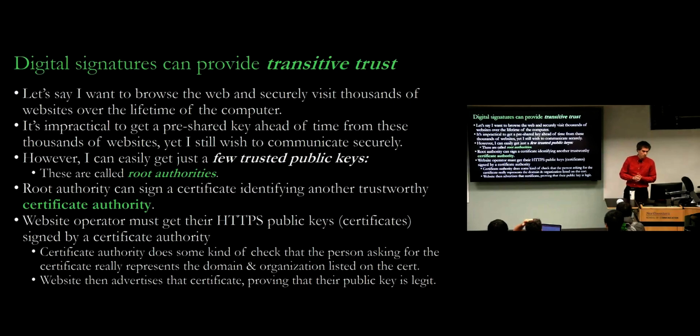Okay. All right. So the way we solve this problem of finding the true public keys of all the different web servers, and I'm using web as an example, but this applies to any kind of network communication, is through the use of root authorities. Okay. So what we do is every computer that wants to communicate securely over the internet has to have a list of a few trusted public keys. And these are called root authorities.